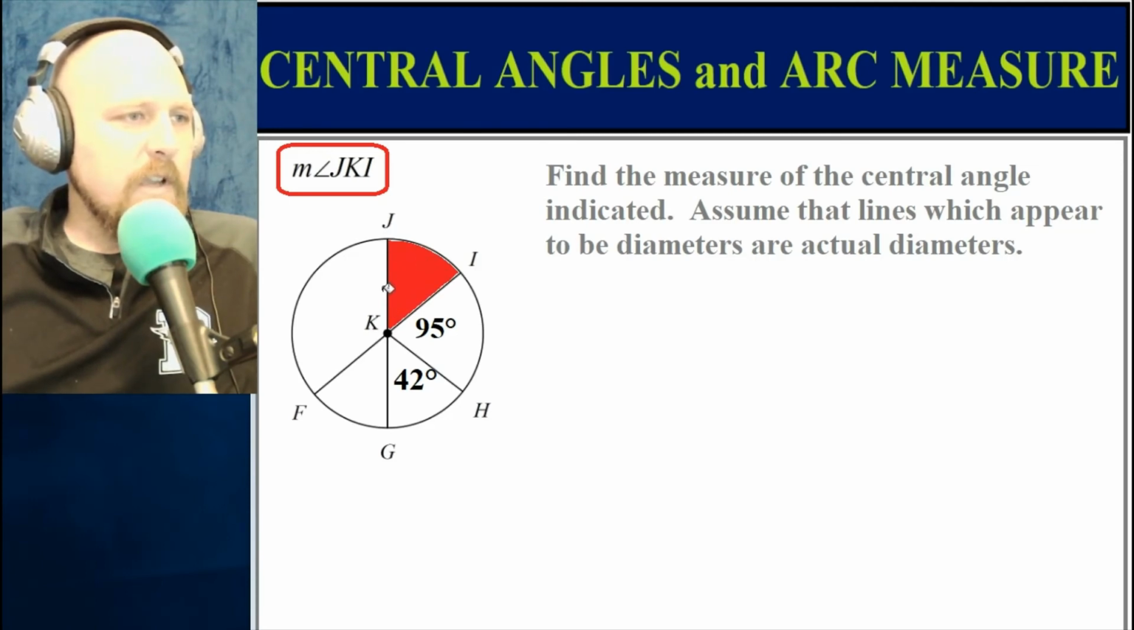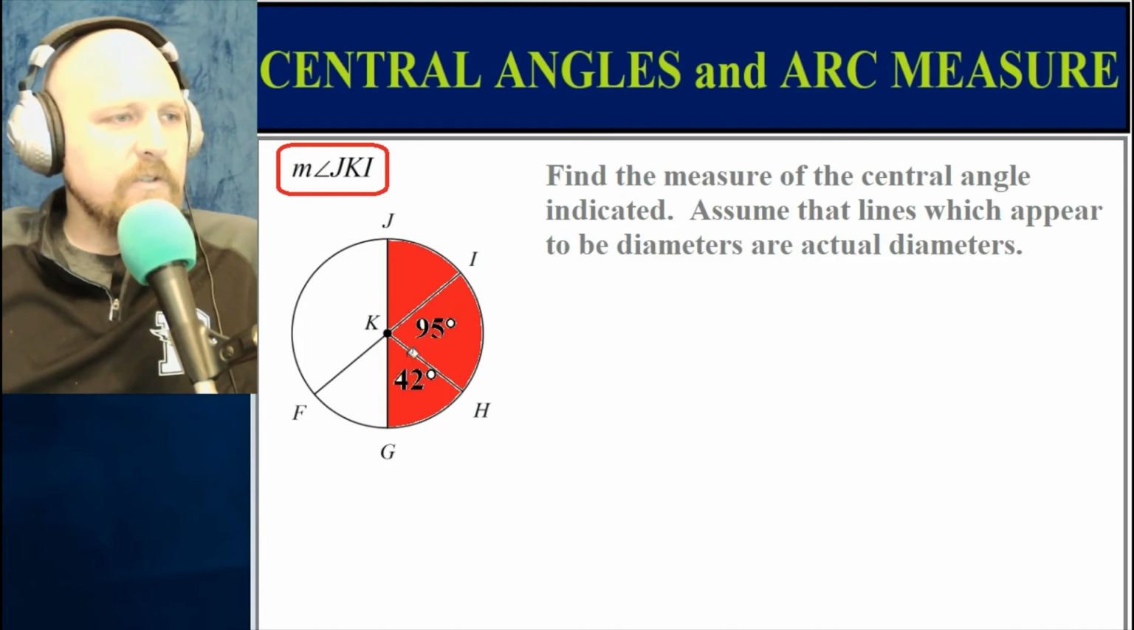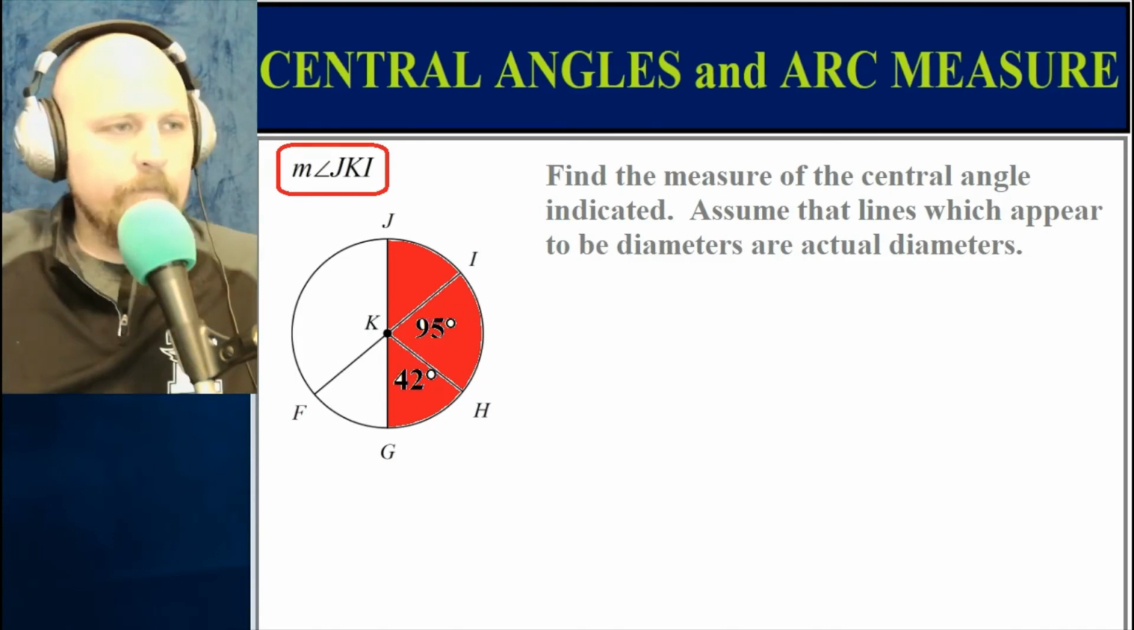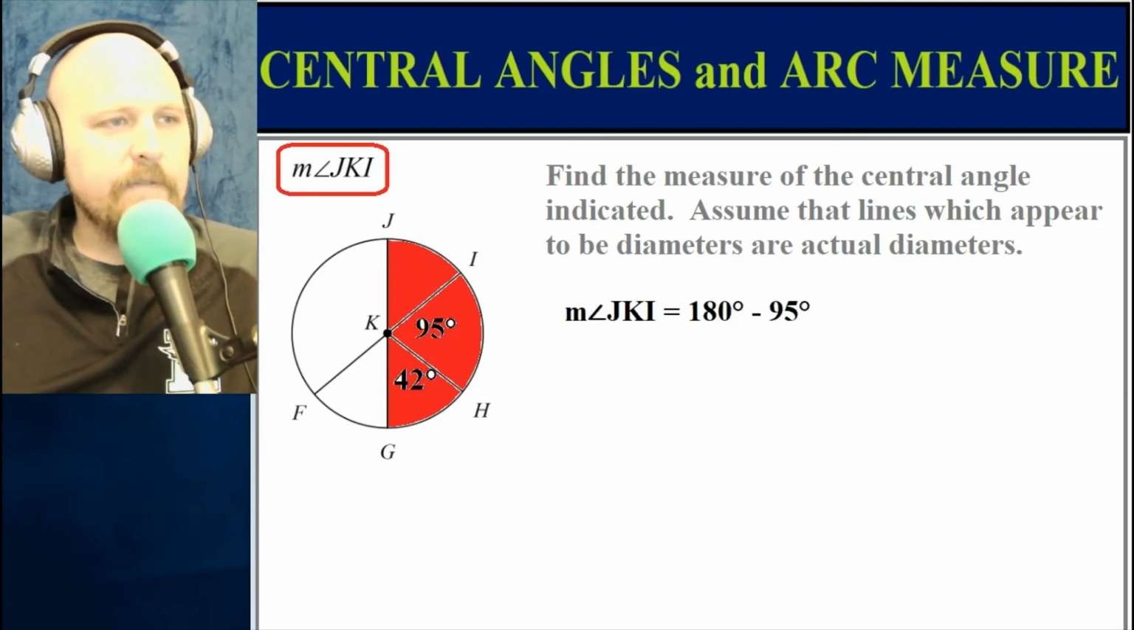And if you look at J to G, it's a diameter. So all we have to do is add these three sections together, and they should equal 180. So we're going to take 180 and subtract the two sections that we know. And that looks like this. The measure of angle JKI is equal to 180 minus 95 degrees minus 42 degrees. When you put that into your calculator, you should get 43 degrees for the measure of angle JKI.